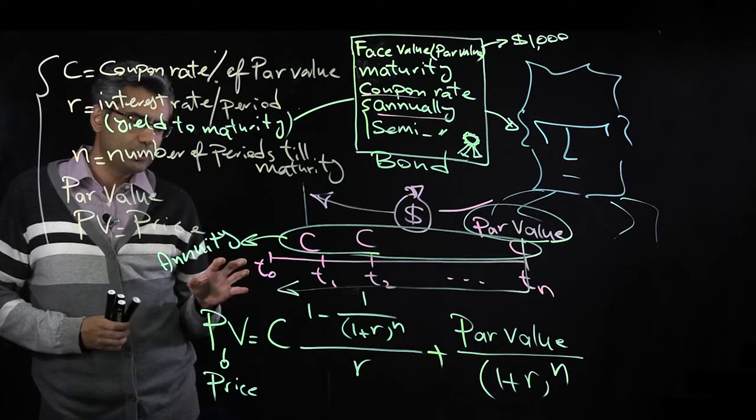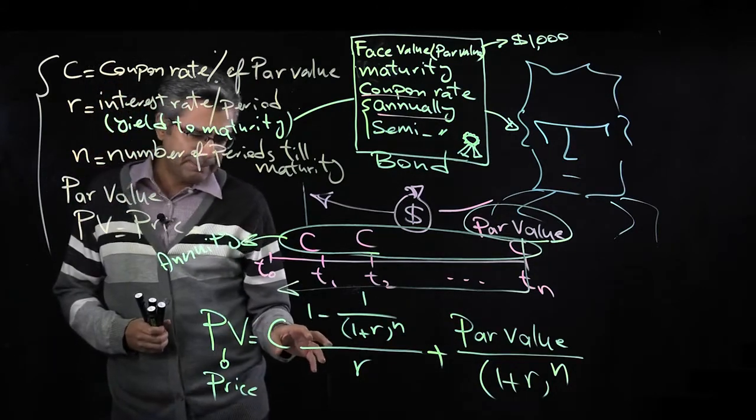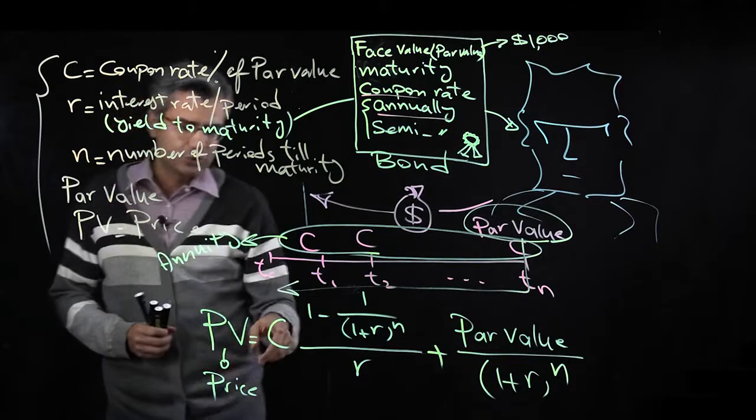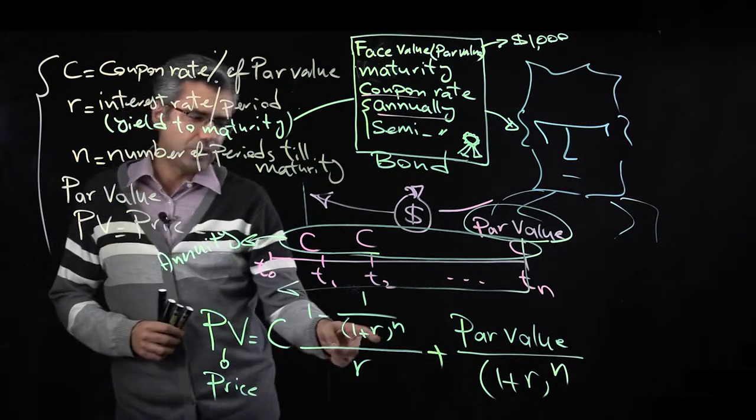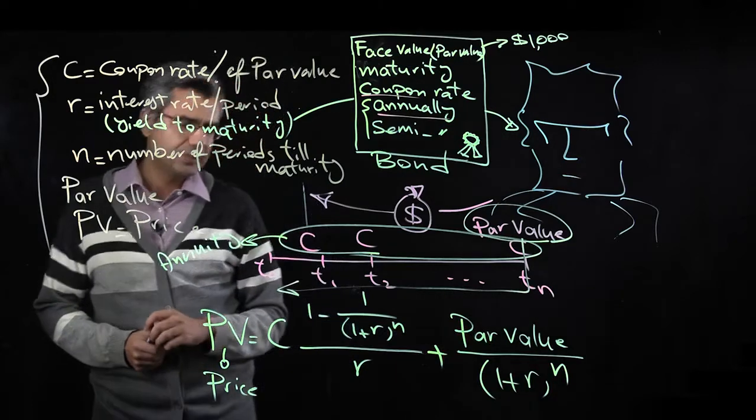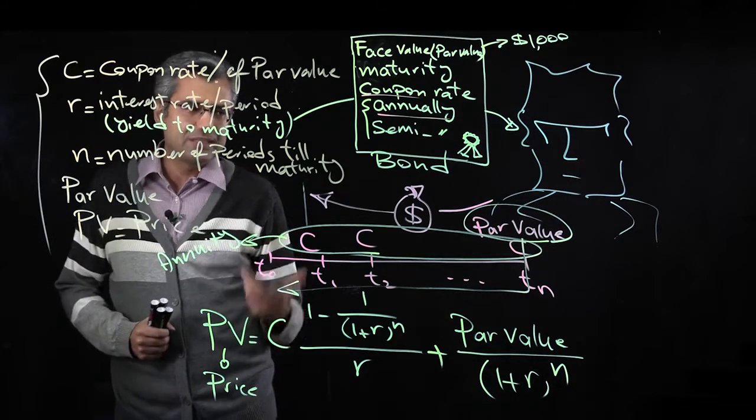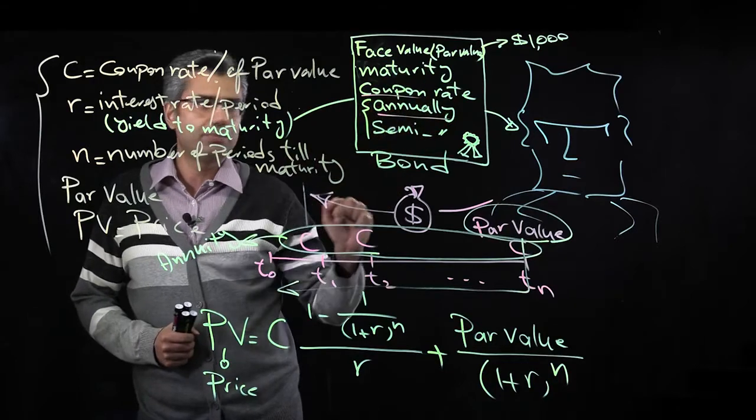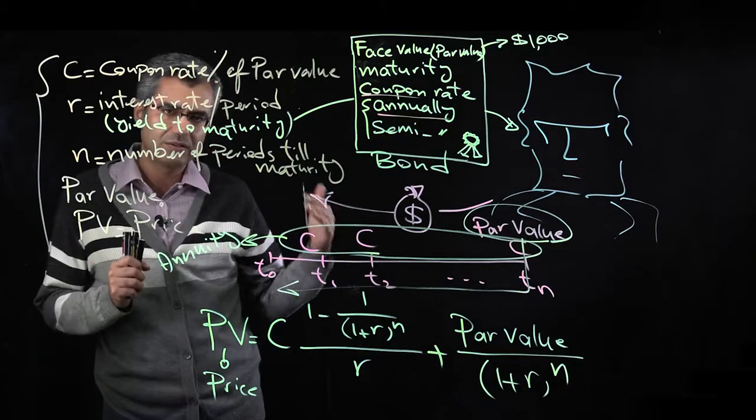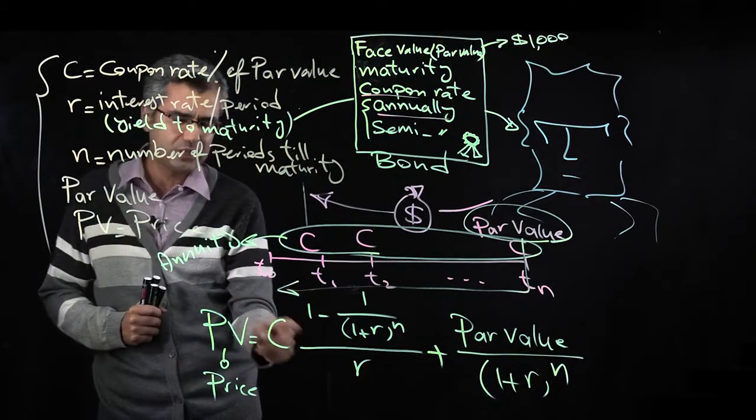Before showing you how to use the financial calculator, I want to show you something here. As you can see, we have 4 parameters that impact the price of the bond: the coupon payment, the interest rate, the number of periods till maturity, and par value. Coupon is fixed, constant. At the time the issuer issues the bond, they already mention the coupon rate, so it won't change until maturity. It's the fixed payment that the issuer will pay to the investor.